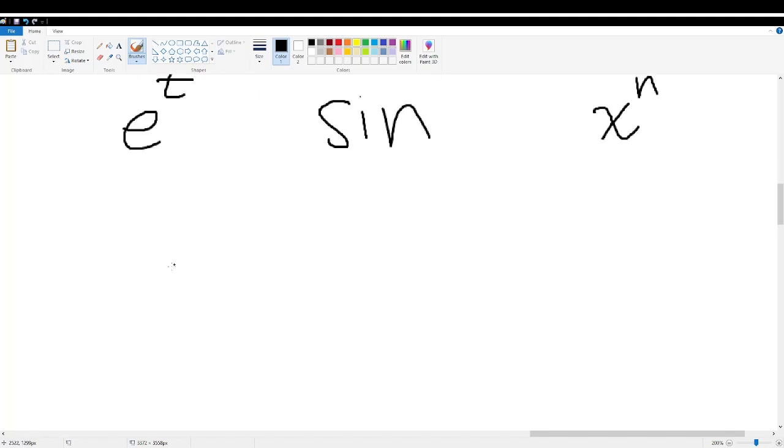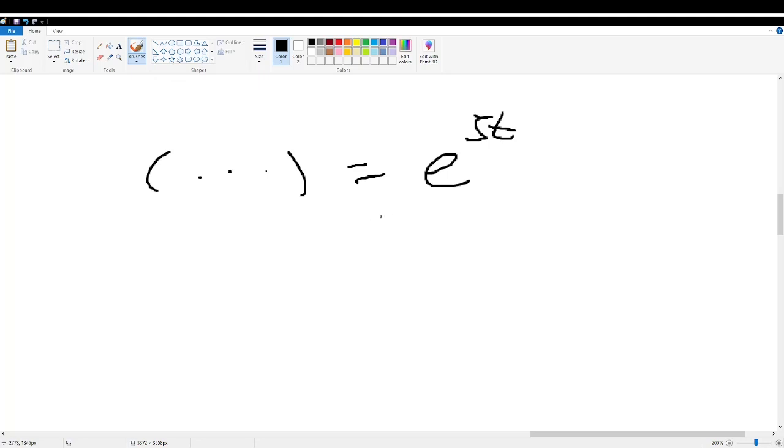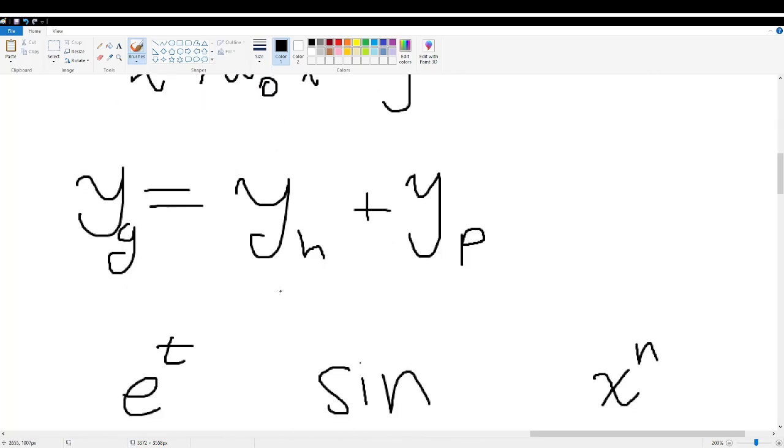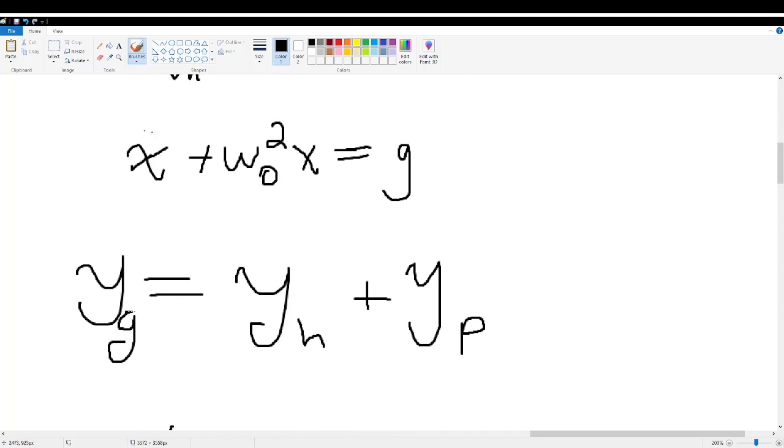So for example, if our differential equation is equal to e to the 5t, we're going to guess that our solution is of the form a e to the 5t. And generally, the first step in solving for an inhomogeneous solution is solving the homogeneous case. Why?